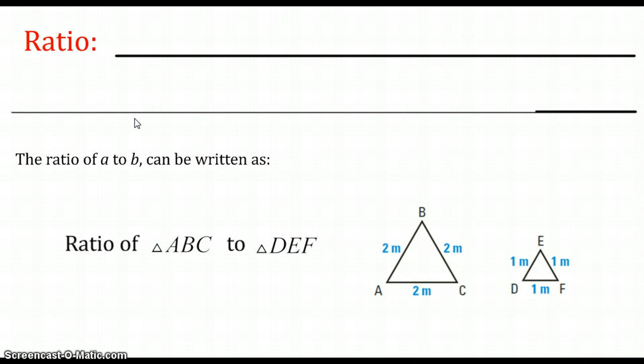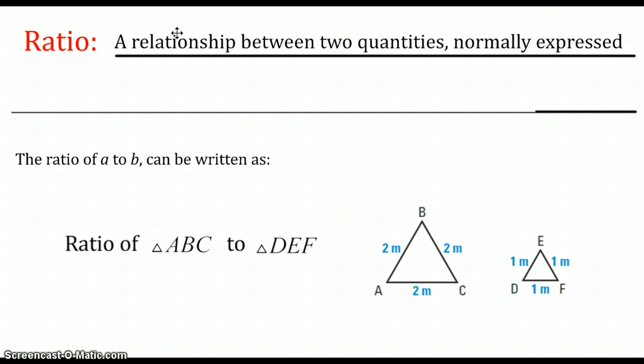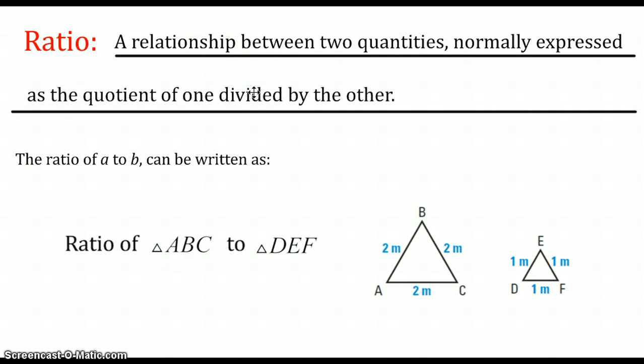So the first thing we're going to start with is a ratio. And a ratio is basically a fraction. It is a relationship between two quantities normally expressed as the quotient of one divided by another. Really, it's a fraction. So the ratio of A to B can be written as A over B, which is what you're probably normally used to seeing, or A is to B, and you just use a colon.